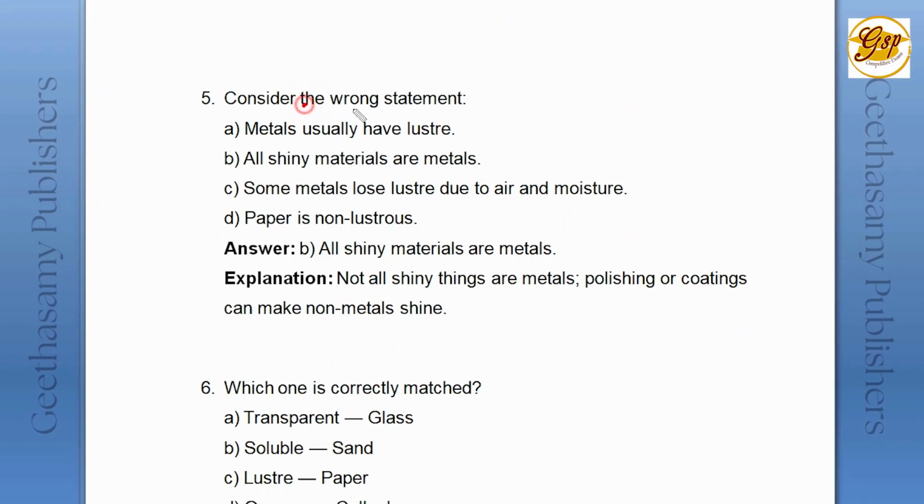Consider the wrong statement. Metals usually have luster. All shiny materials are metals. Some metals lose luster due to air and moisture. Paper is non-lustrous. Answer is B.